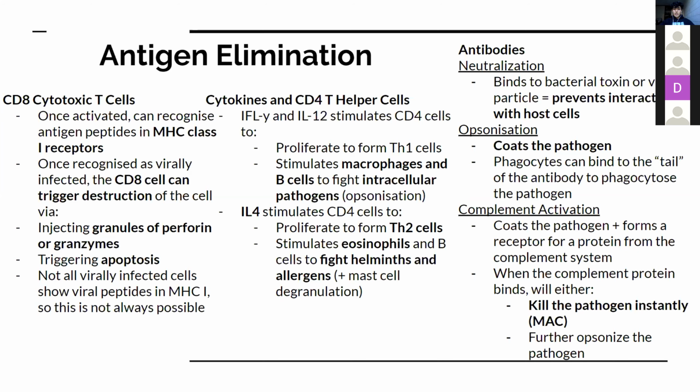Regarding antibodies, what antibodies can do is either neutralize, opsonize, or activate complement. Neutralizing is effectively binding to the bacterial toxin and preventing interaction with the host cell, so the virus is useless now. Opsonization is when it coats the pathogen and acts kind of like a beacon for phagocytosis. And then you have activation of complement, as we mentioned before, which is through killing the pathogen via membrane attack complexes or opsonizing the pathogen. All right, cool. Let's move on to the next slide.